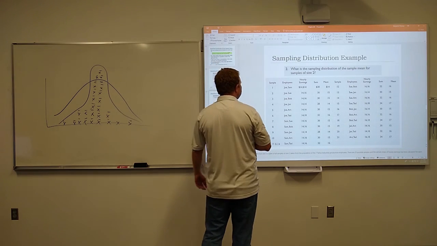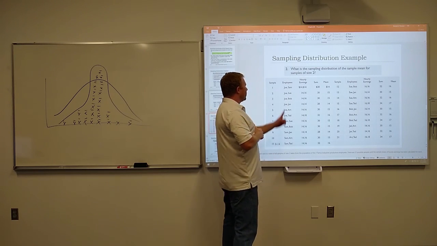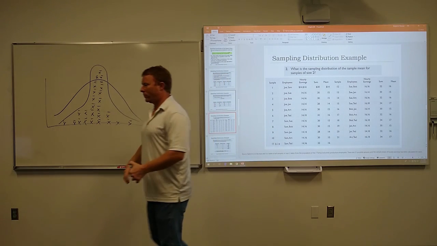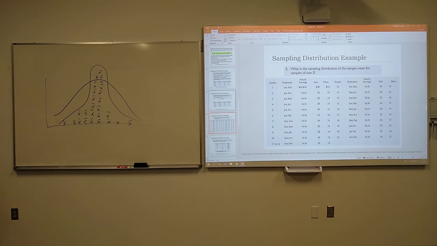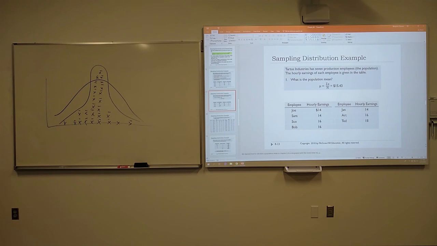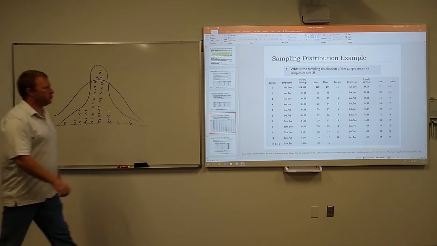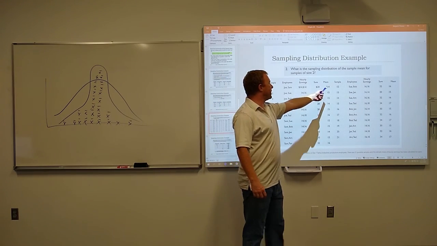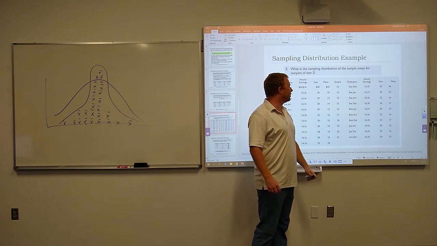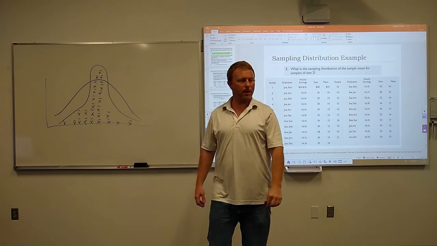First we have Joe and Sam, right? When we average their earnings together, Joe makes 14, Sam makes 14. We add them together, divide by 2, the mean is 14. Does everybody see that?